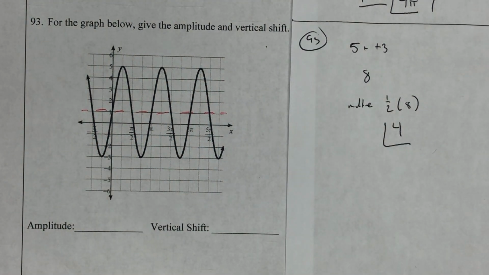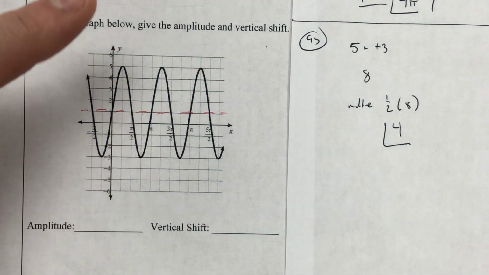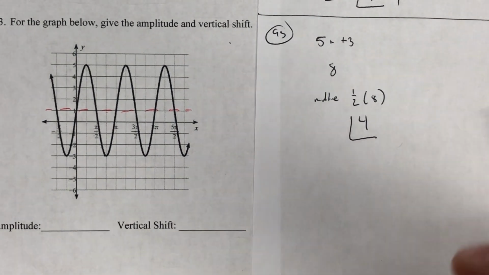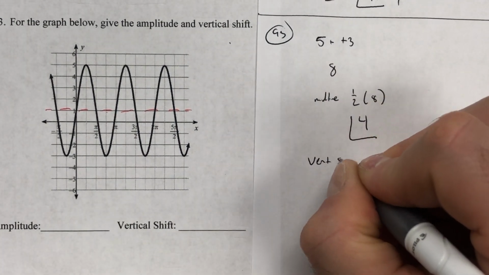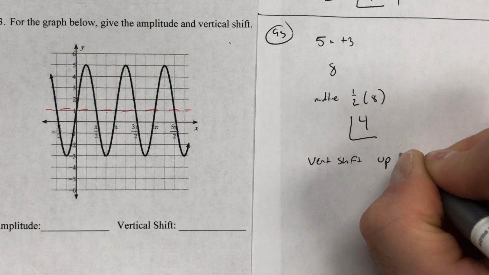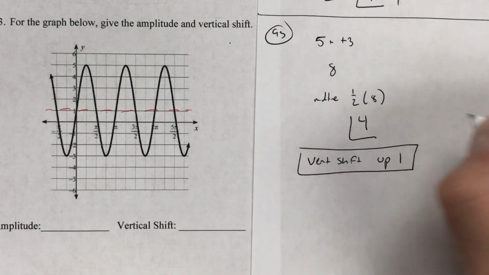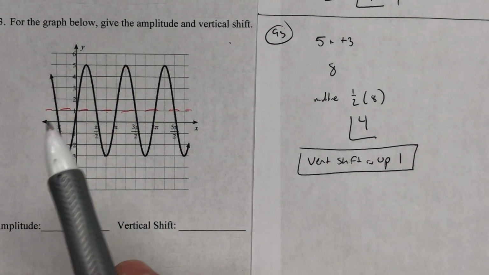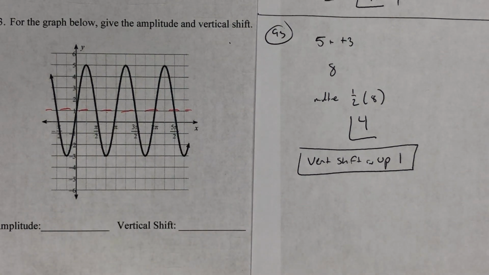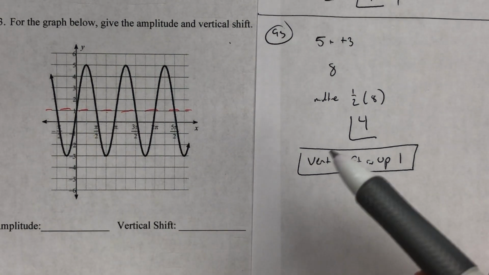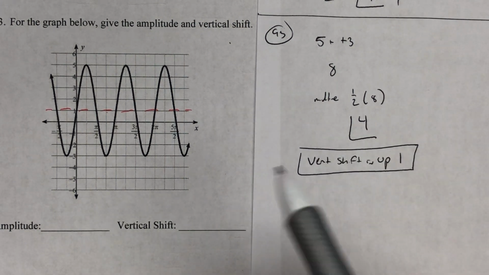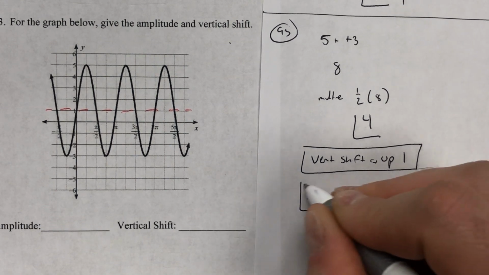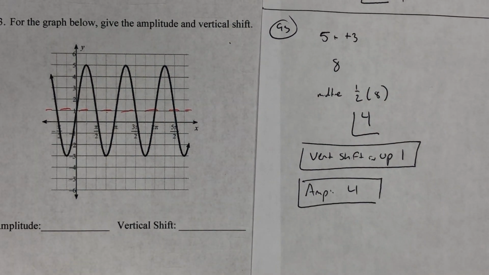That is my midline. So my vertical shift is going to be moving up or down from that position. I'm going to use that information and say my vertical shift is up by 1 unit. The middle of my wave is 1 unit above the x-axis. Now the amplitude, we figured out by finding the midline. The amplitude is 4. Boom. That's it. And there we go.